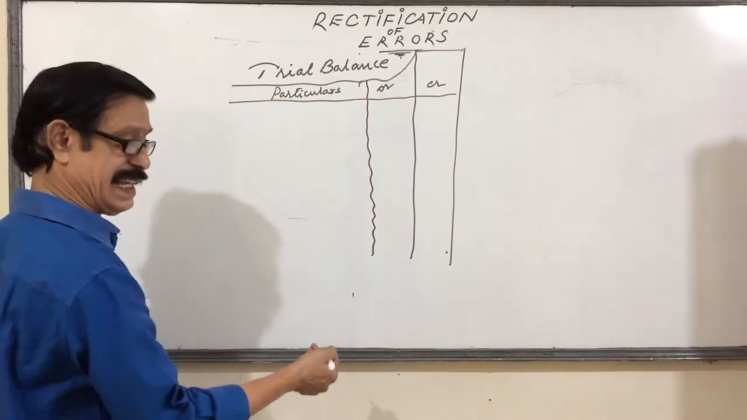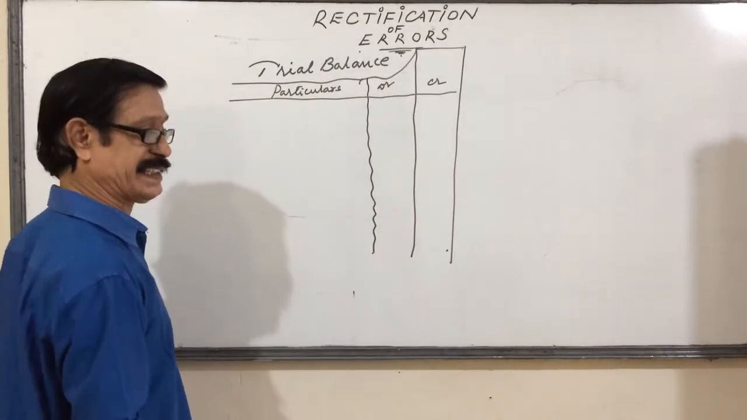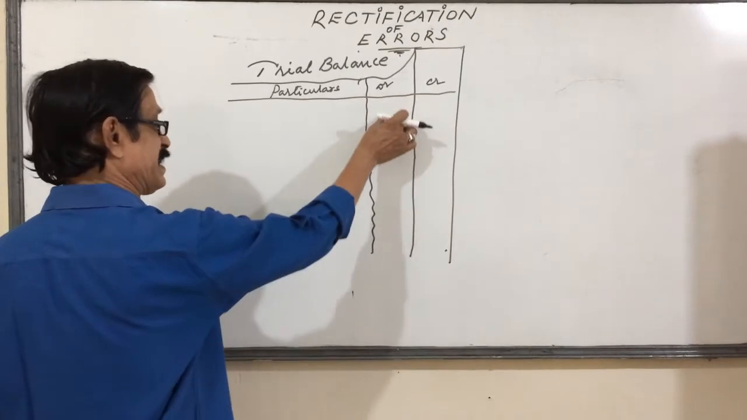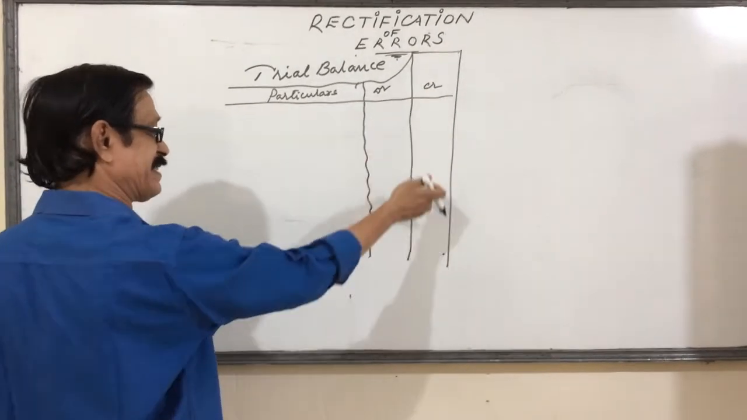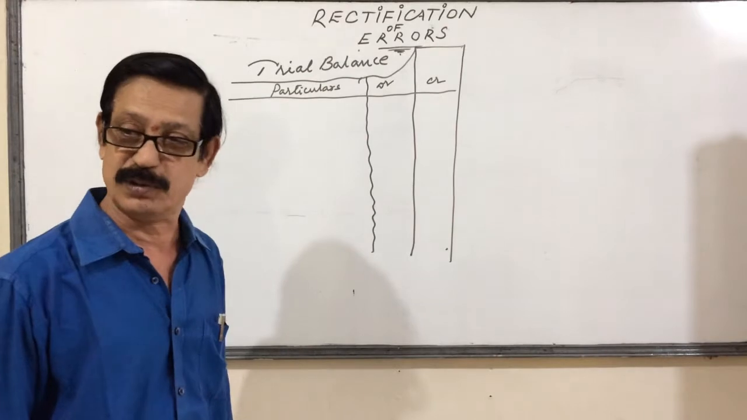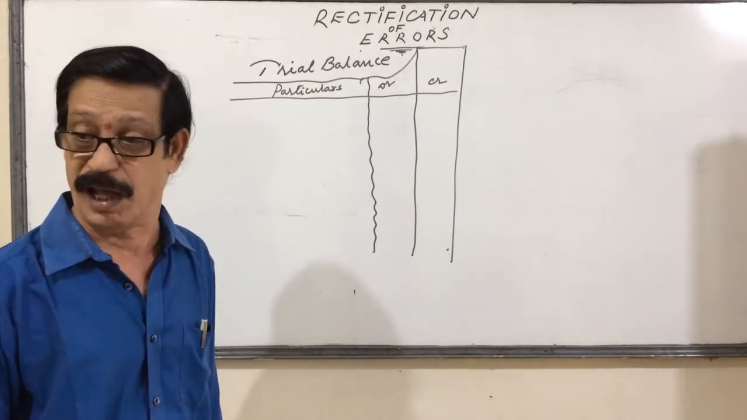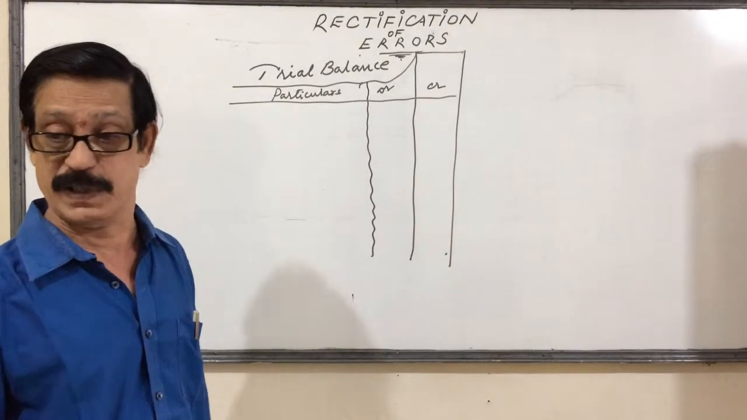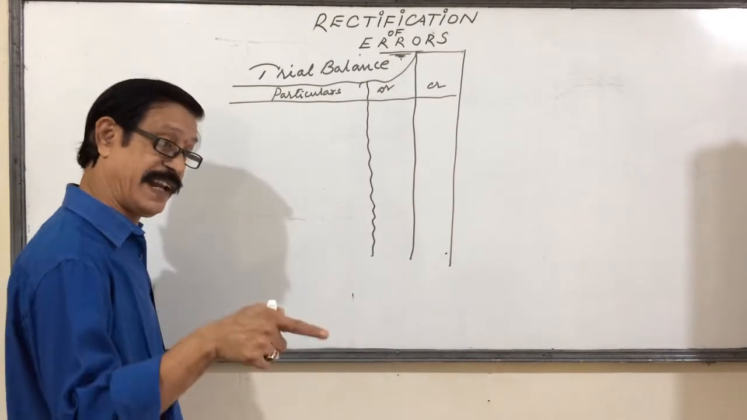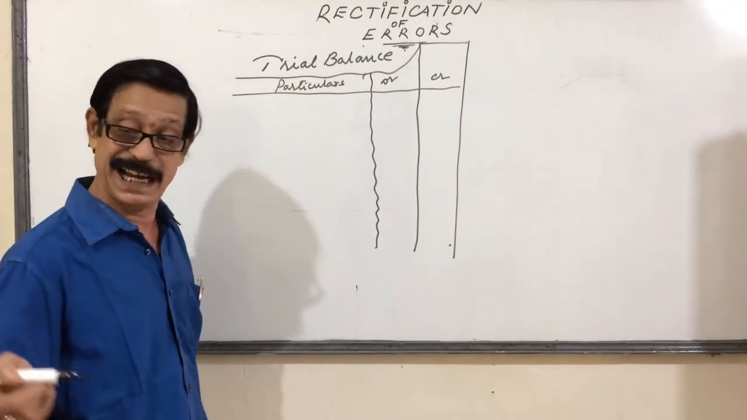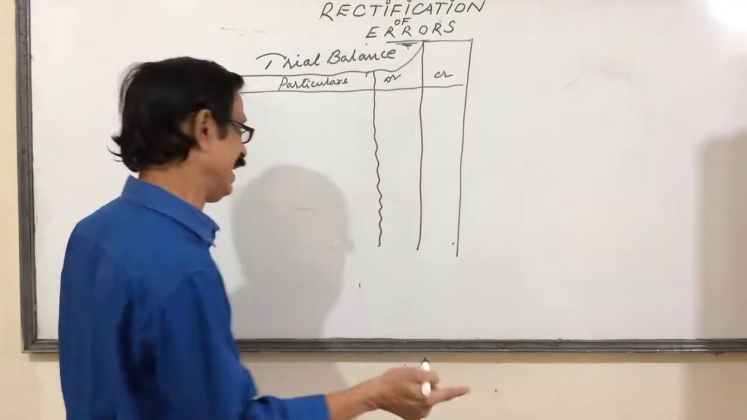In this trial balance, we are taking all the balances. Debit balances are in one column and credit balances are in another column. The total of debit must be equal to the total of credit. Why? Because we are in the double entry system. For every debit, there is a credit, and for every credit, there is also a debit.